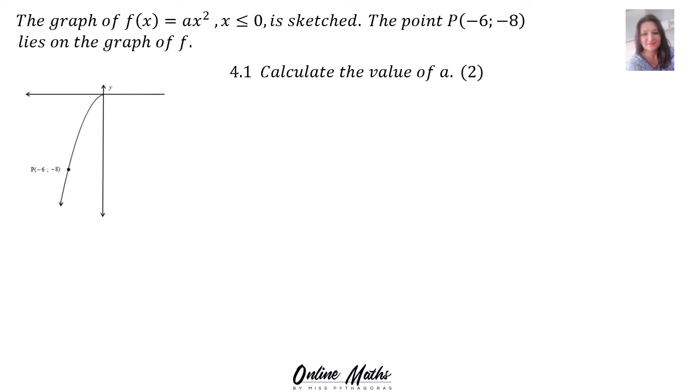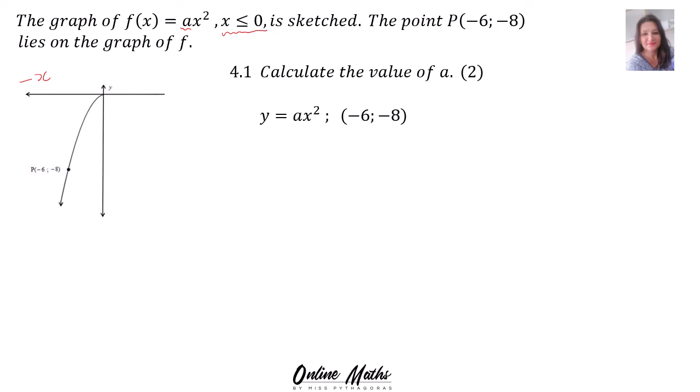The graph of f of x equals ax squared is sketched for x smaller than or equal to 0. This is on this side of the negative x-axis. The point minus 6, minus 8 lies on the graph of f. Number 4.1, calculate the value of a. So we're going to calculate that value.